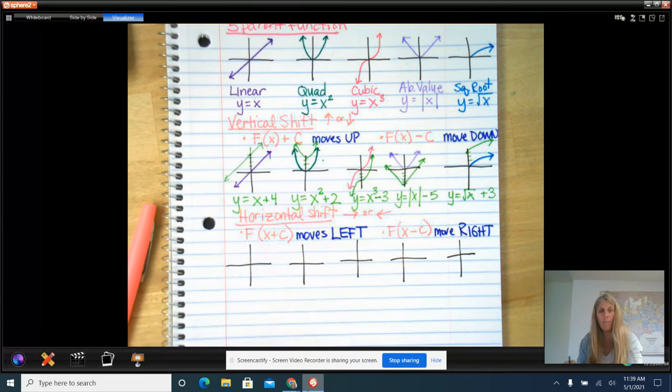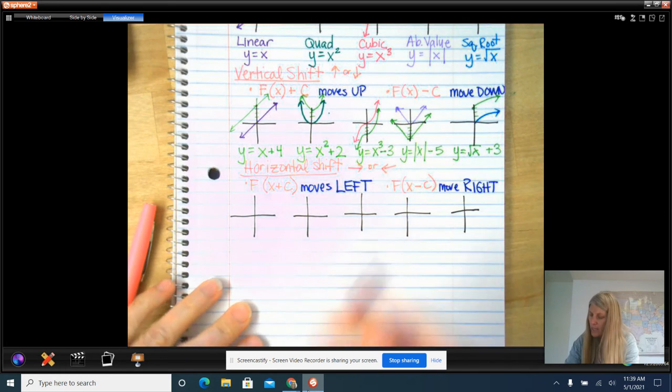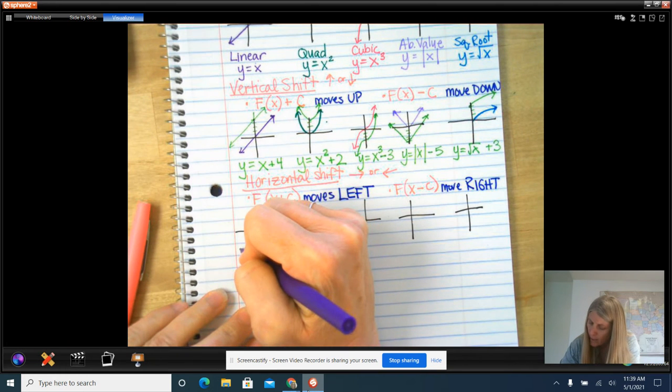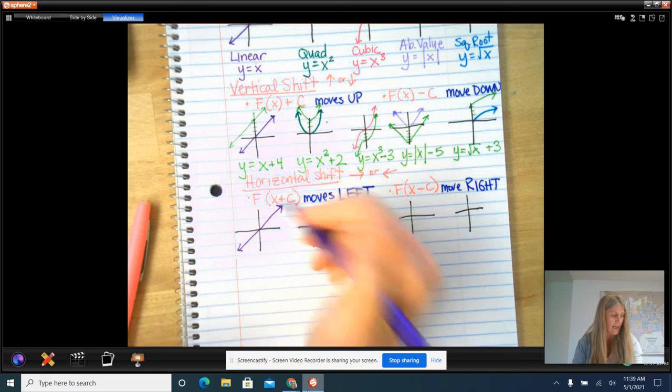Okay, and we can combine these. We can have some of them move one way and then move both 2 to the right and 3 down. And we're going to be practicing that and learning how to do that. So here's our parent function of y is equal to x.